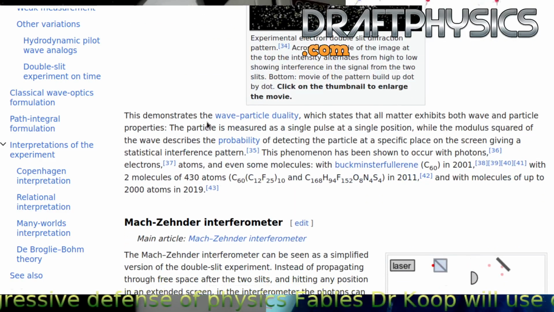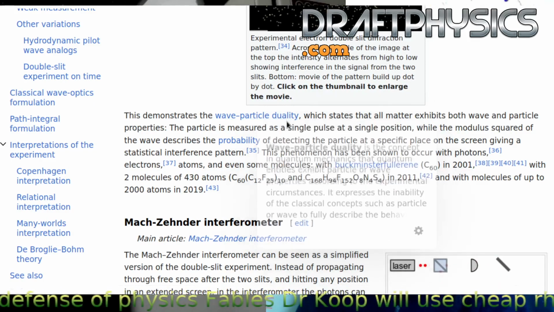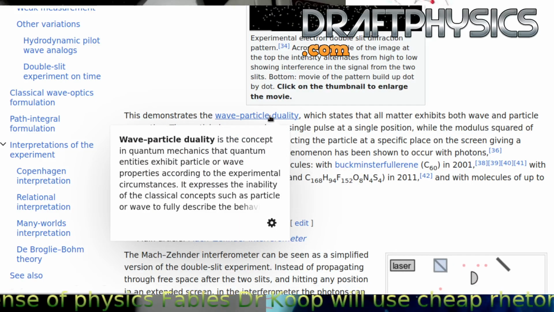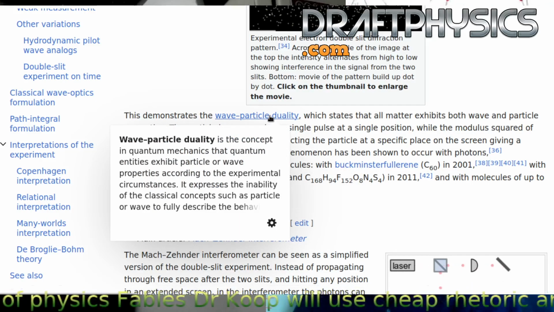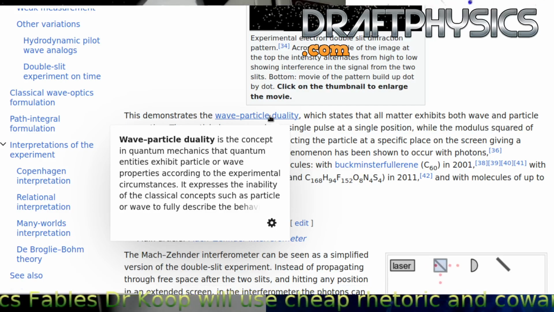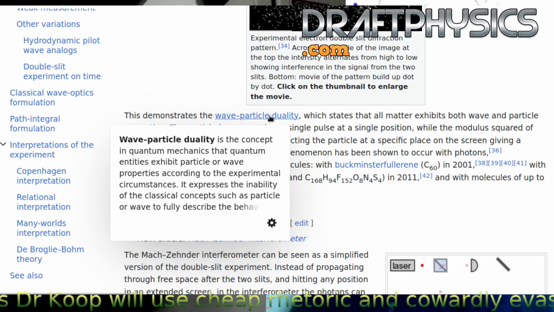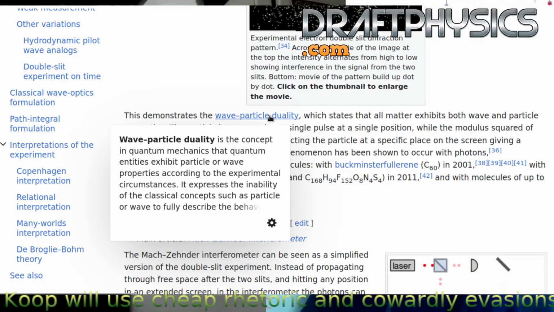All right, this demonstrates the wave-particle duality. It doesn't do that, so I'll read this silly duality crap. Is the concept in quantum mechanics that quantum entities exhibit particle or wave properties according to the experimental circumstances. So right there, shouldn't everybody just say, oh, screw this?